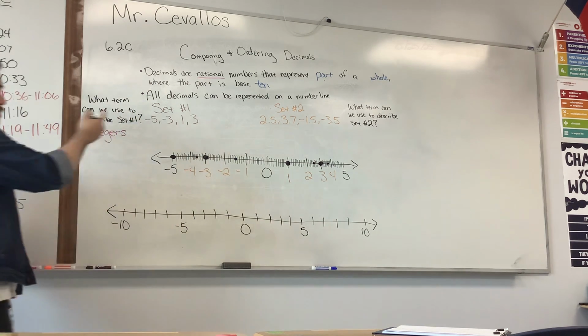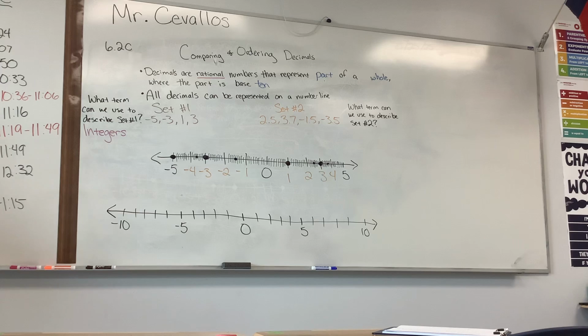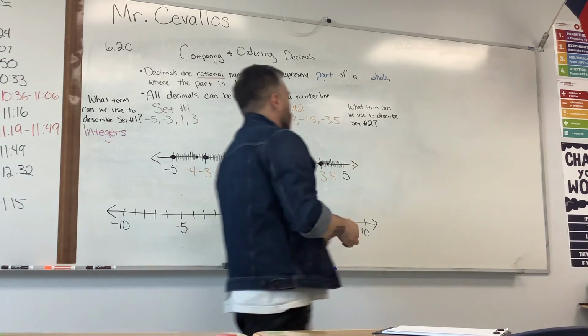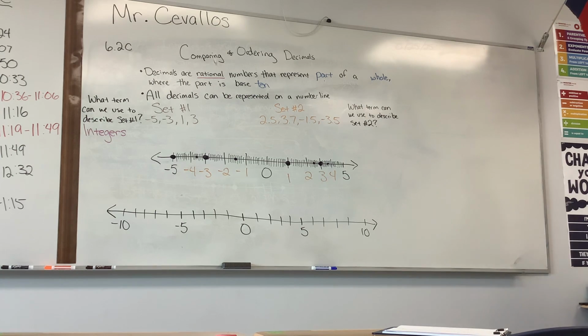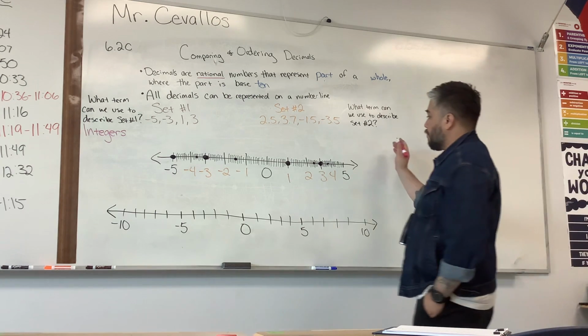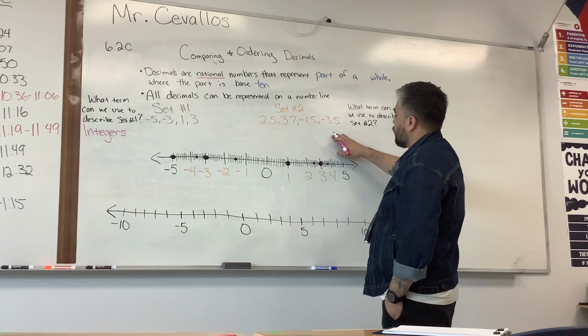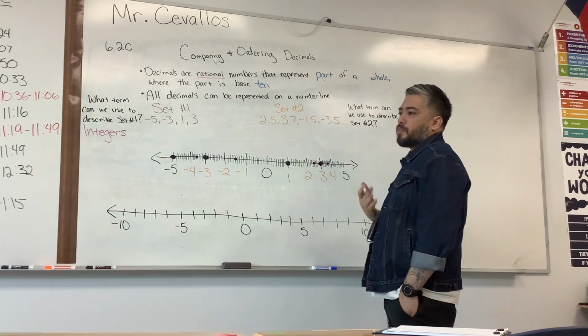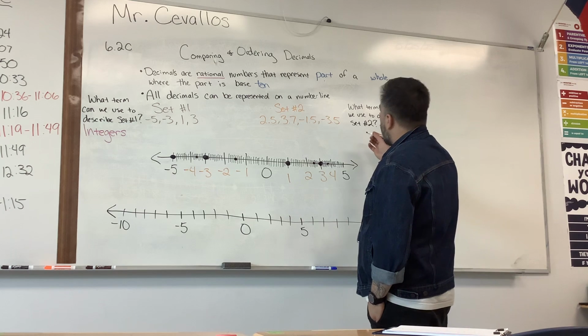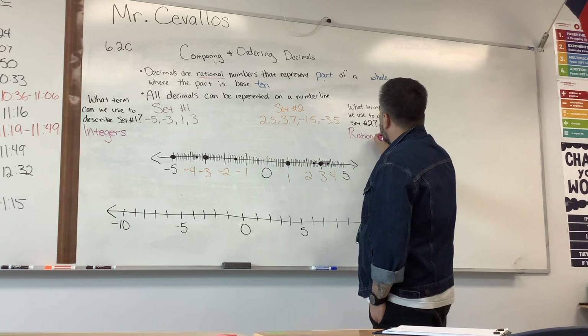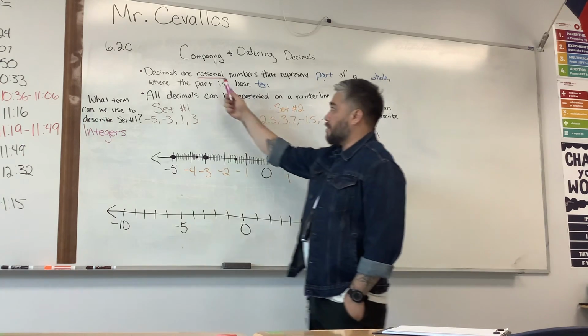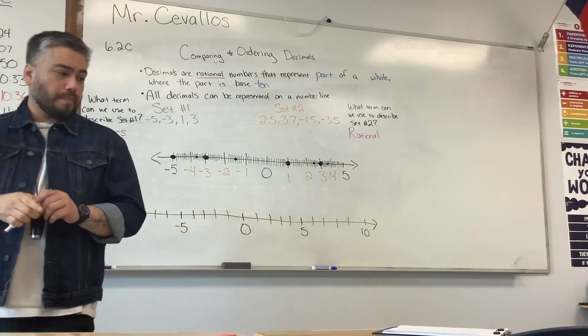Awesome. Now, you'll see a second question that says, what term can be used to describe set B? We're going to talk a lot more about that in the next video, okay? But the term for these numbers, decimals, fractions, percentages, those are actually going to be called rational numbers. That's why I underlined it here, okay?